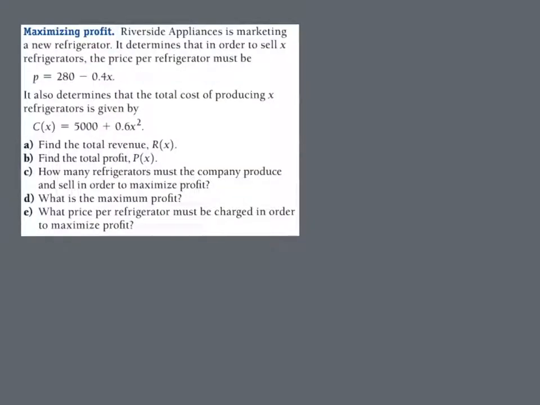Maximizing profit. We have Riverside Appliances, and they're making new refrigerators and marketing them, and they need to sell x refrigerators. They're going to set their price based on selling that number of refrigerators, and they also have a cost function. The total cost of producing is given by 5,000 plus 0.6x squared. So we have a couple of different parts here. First is to find the total revenue.